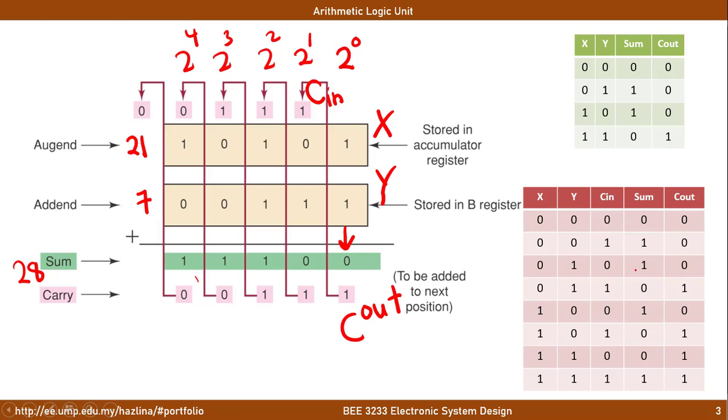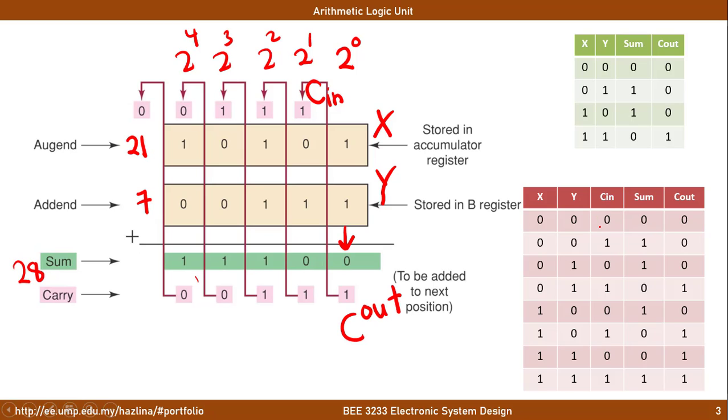Let's have a look at the full adder. Note that there are differences between these two. The first one here consists of only x and y, which are the augend and addend, whereas the full adder, which is the bottom truth table, consists of x, y, and also the element of carry in, which is being carried through from the carry out of the previous addition. Okay, let's have a look at this addition. When x is 0, y is 0, and c in is 0, 0 plus 0 plus 0 is equivalent to 0. No carry out.